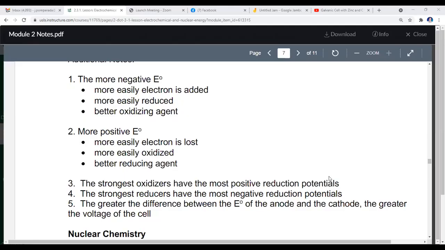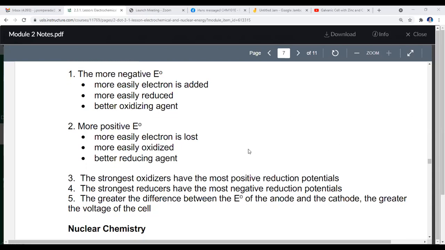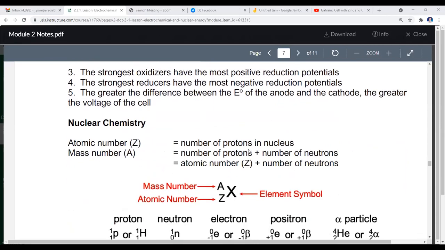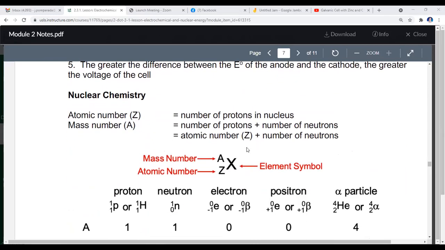Okay, let me know if you can hear my voice, and if you can see what I'm sharing. So we are now on nuclear chemistry. It will talk about the mass number and the atomic number of a particular element. In here we represent an element as X, the symbol of the element. The atomic number is the number written on the left bottom part, and the mass number is written on the upper left corner.